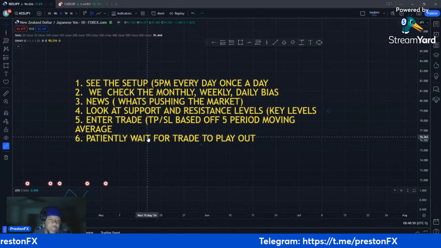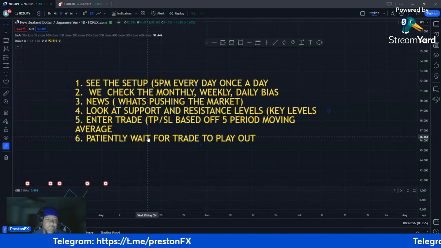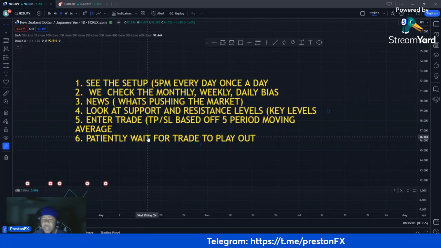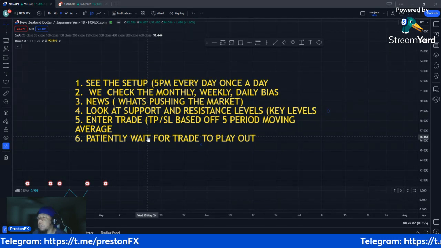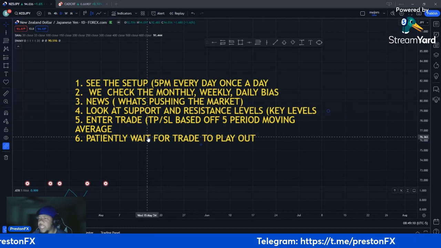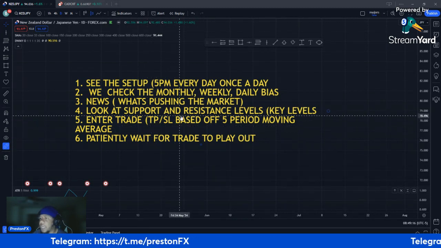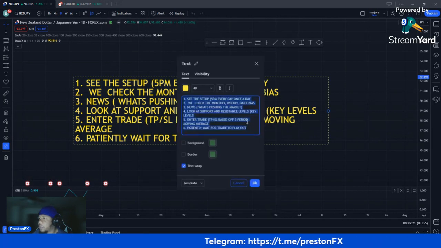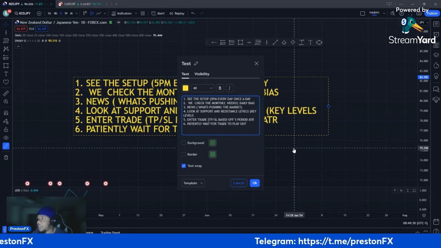Is it at a key level? If it's at a key level, I might not take the trade because it might bounce off and go the opposite direction. But if it's in between, or it's bounced off a previous support several times, and I can see everything is going bearish or bullish, then I'll take that trade based off my clear-cut rules. Then I enter the trade, my TP and SL based off the 5 period, not moving average, 5 period ATR. My bad.